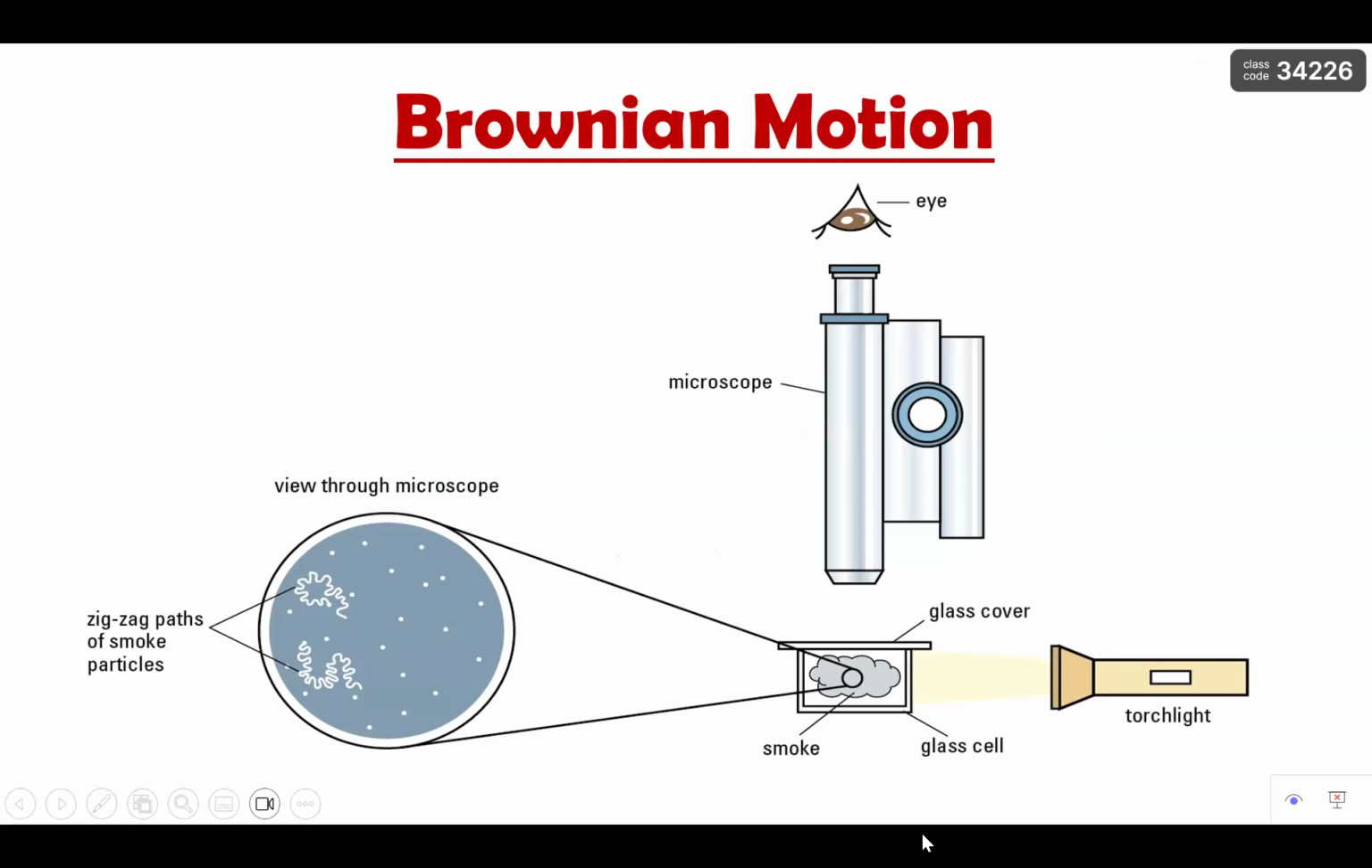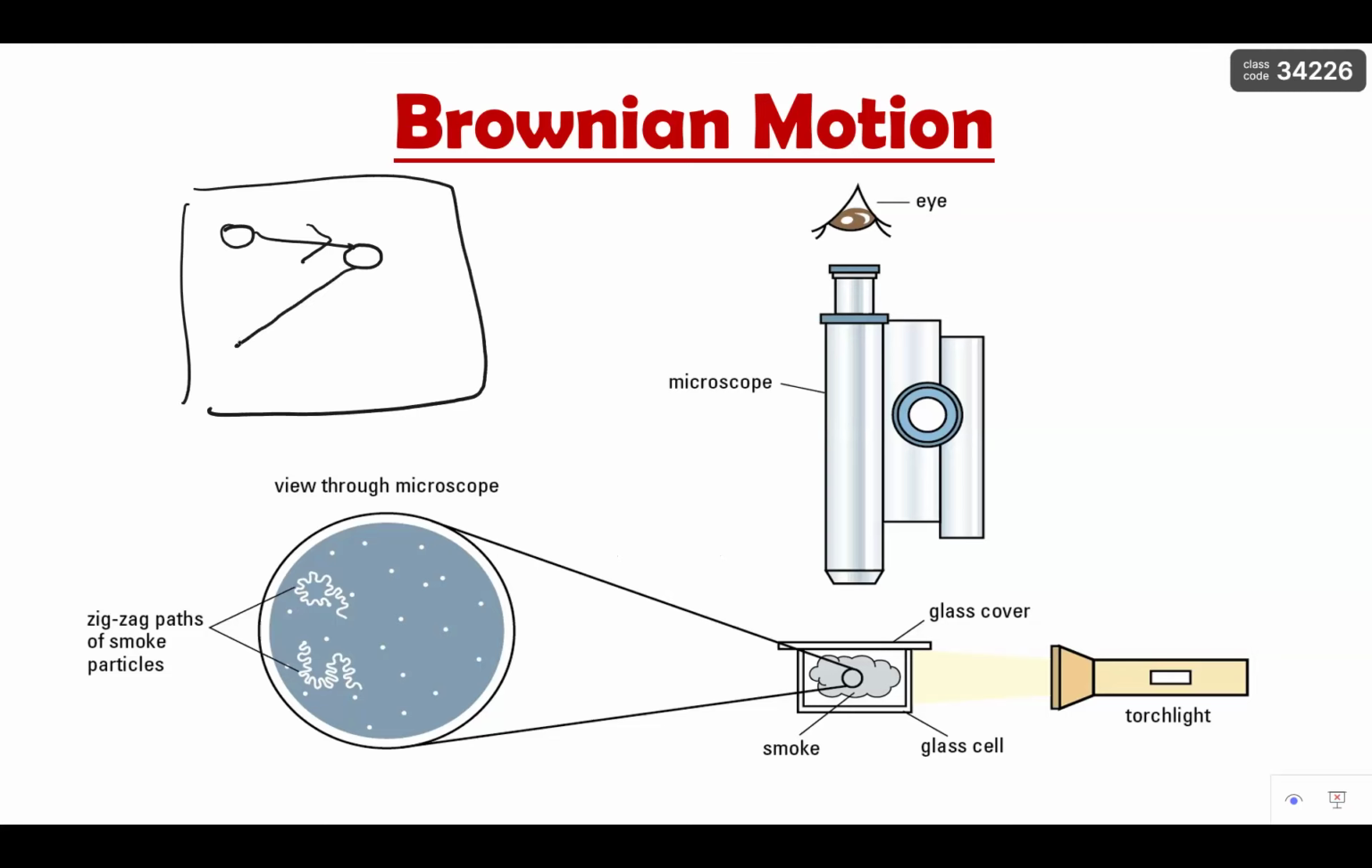Okay, so this is a diagram of how it looks. But whenever we draw, we don't draw like this. So whenever we draw, how does Brownian motion look? So this is the smoke particle or the pollen grain. We'll draw straight lines in a zigzag manner. Just take note that it must be zigzag, and you need to have arrows on each line. Any zigzag manner, straight lines in a zigzag manner.